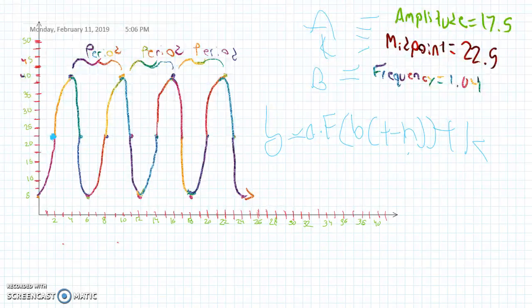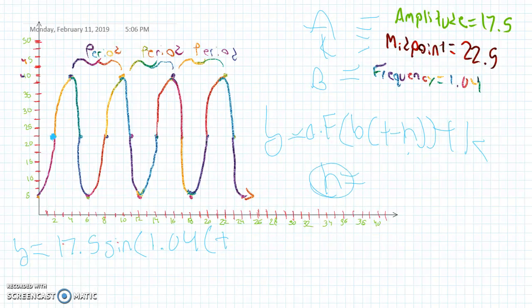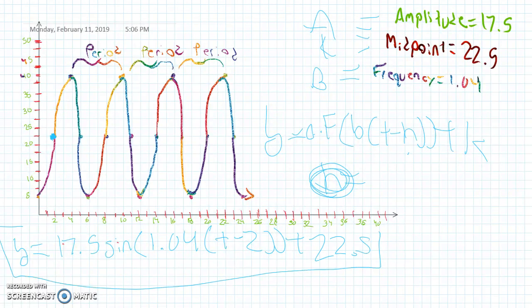So ultimately the equation would be like this: y equals 17.5, which is the amplitude, sine of parentheses b, which is the frequency, 1.04, and then another open parentheses, in this case it would be t. And so we have to find a value for h, and the best value would be 2, since the h stands for the x-axis of the midpoint. So in this case it would be t minus 2 close parentheses, and do it again, plus k. In this case it would be 22.5. So this would ultimately be our equation for this graph.